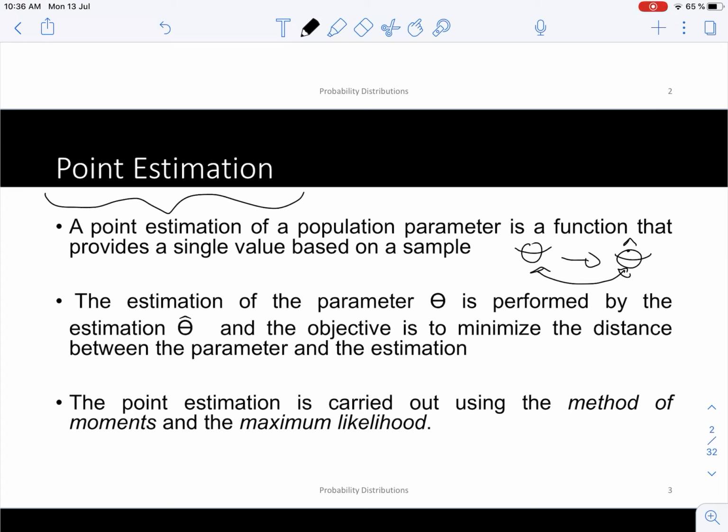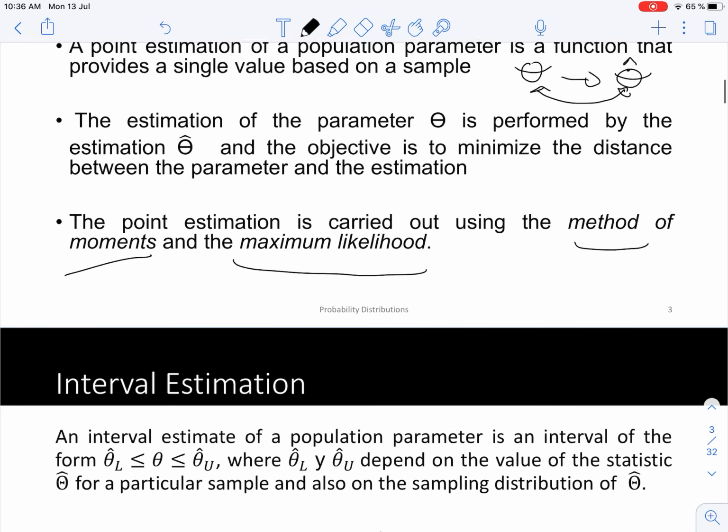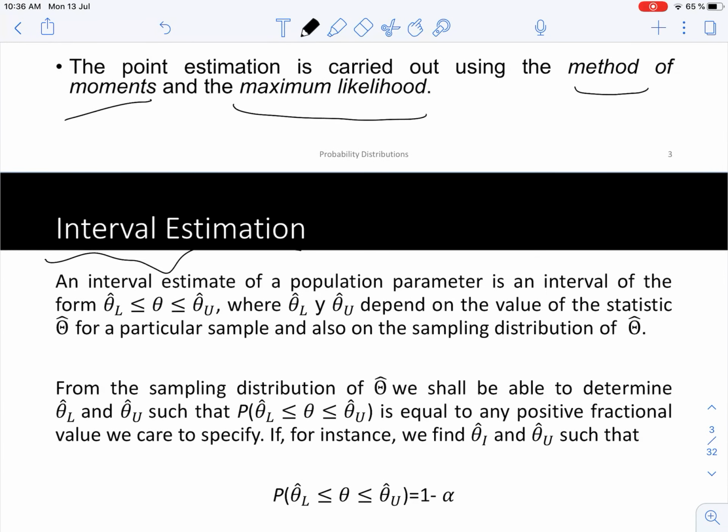There are a couple of methods that will help you to perform point estimation. Some of them are method of the moments and the maximum likelihood, but those methods are not covered in this class. We will focus more on the second approach, which is interval estimation. That means that instead of trying to get a single number, sometimes it's better to use an interval, an interval with a lower limit and an upper limit. And of course, those lower and upper limits will be estimated using the sample information.